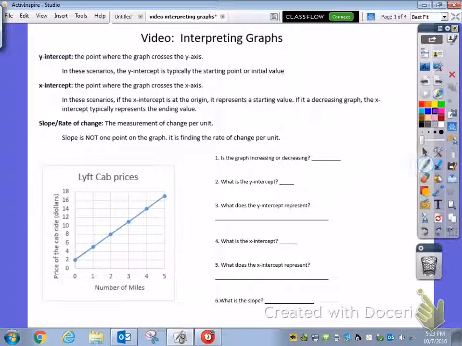Okay, so interpreting graphs, a couple of things you want to look at. When it's the y-intercept, the key words that you're going to see associated with this are starting point or initial value, either one of those.